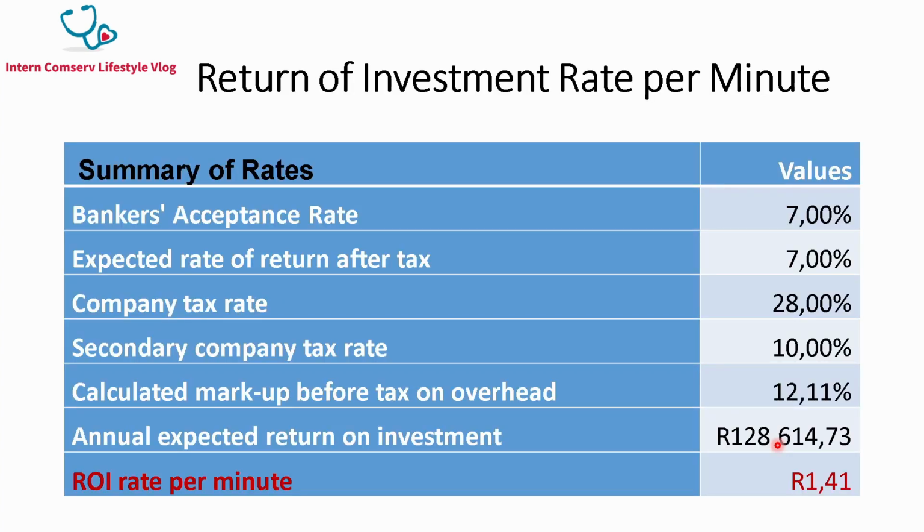We look at the return on investment rate per minute. According to the Department of Health, we use a banker's acceptance rate, estimated expected rate of return after tax, company tax rate 28%, secondary company tax rate of 10%. The calculated markup before tax on overhead, therefore, is 12.1%. And the expected annual return on investment, from the 1.5 million, is 128,614. And the return on investment rate per minute is 1 Rand 41.